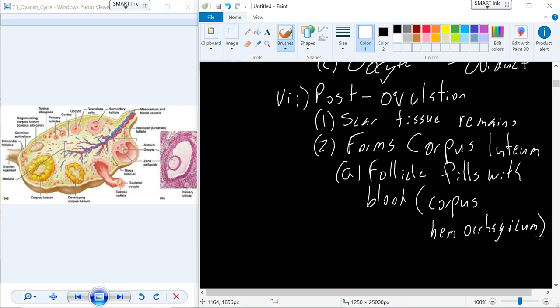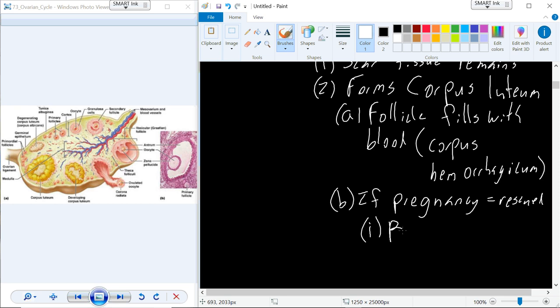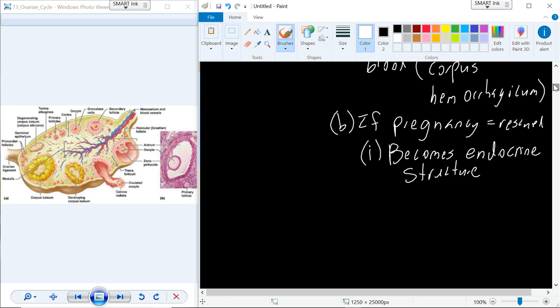So you really have two different options at this point. Either a pregnancy is going to form, we're going to have fertilization of the ovulated egg, or there's not going to be a pregnancy. So I'm going to start out with if there is a pregnancy. If pregnancy occurs, we have to undergo this process known as rescue of the corpus luteum. Now, rescue means that it's going to be allowed to persist. It's not going to regress and degenerate with time. It's actually going to remain as this corpus luteum structure, and as such, it becomes an endocrine structure, and in particular, it secretes progesterone.